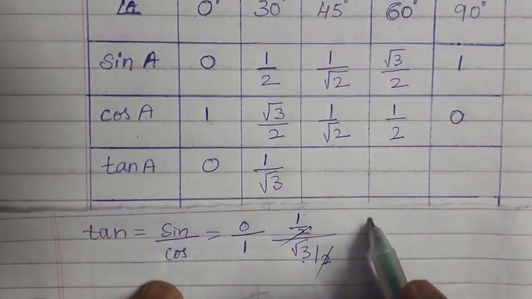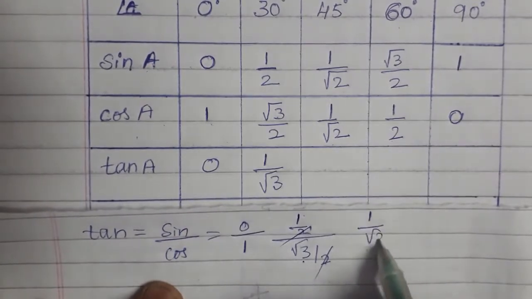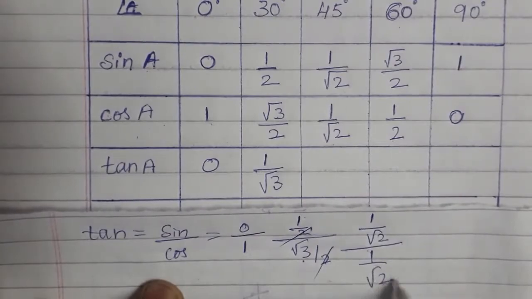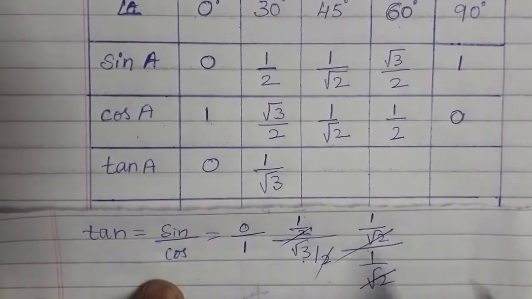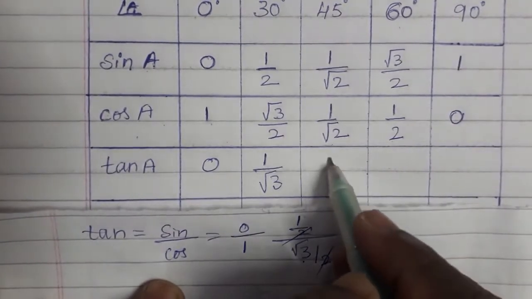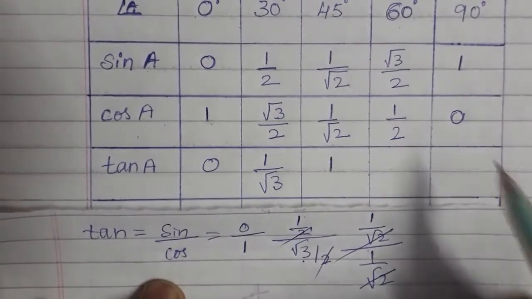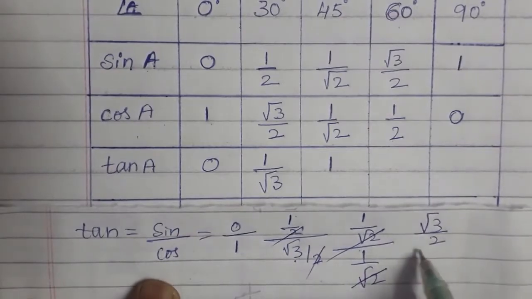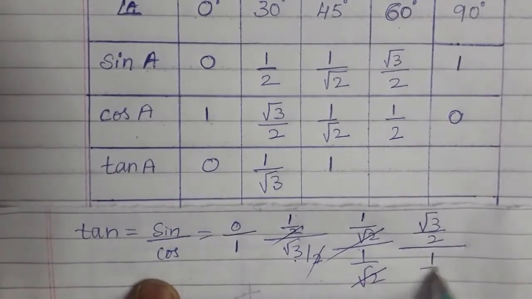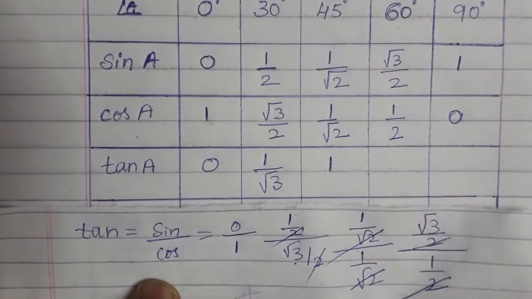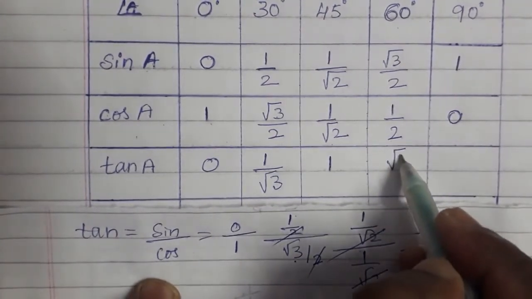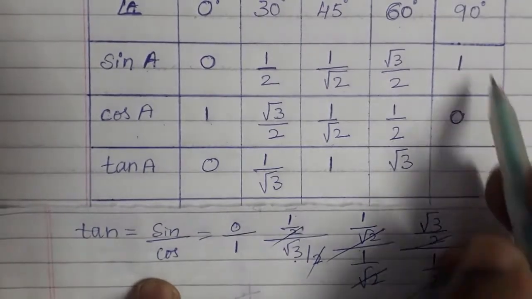Now tan 45, numerator is 1 by root 2. Again cos is 1 by root 2. Denominator root 2 is cancelled. 1 by 1, you will get tan 45 as 1. Then tan 60, root 3 by 2 divided by cos, which is 1 by 2. Denominator 2 is cancelled. Root 3 by 1, that means tan 60 is root 3.